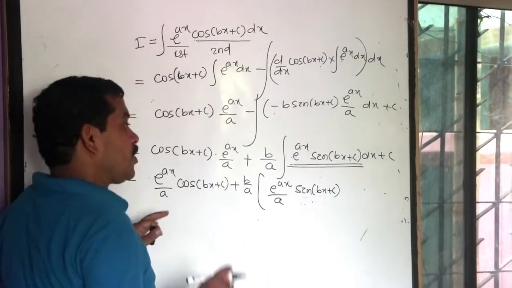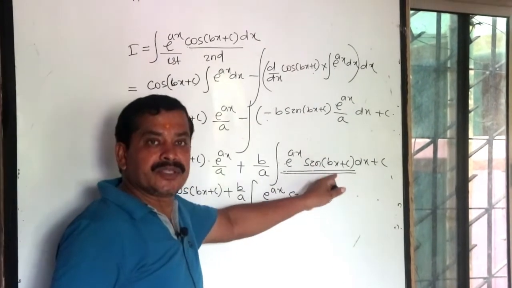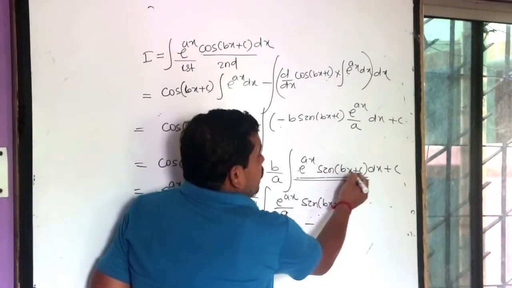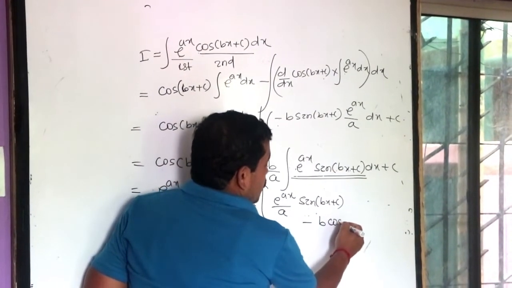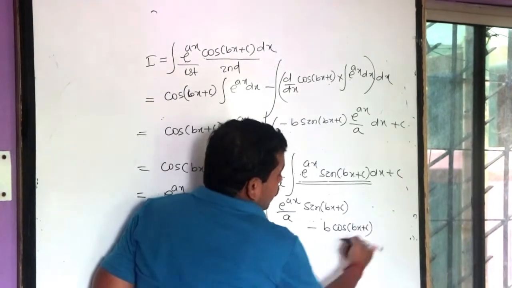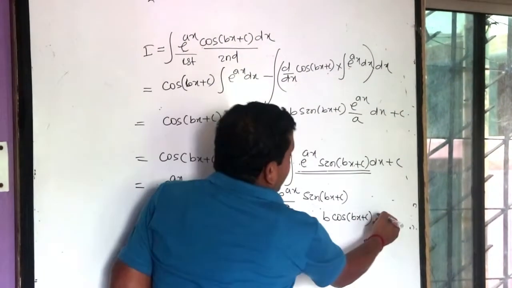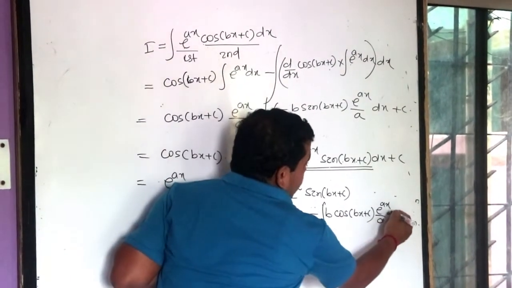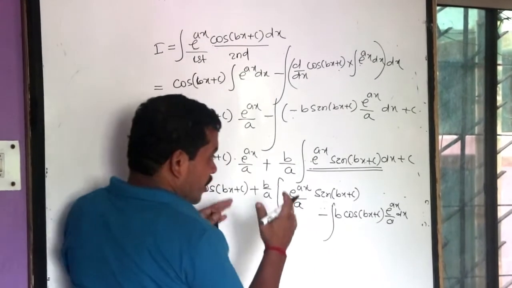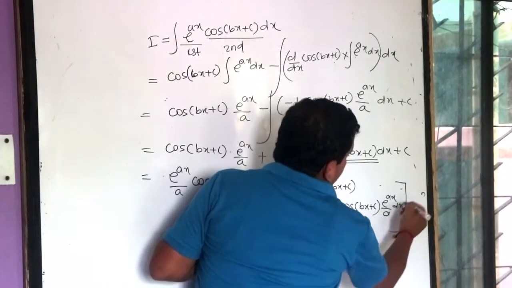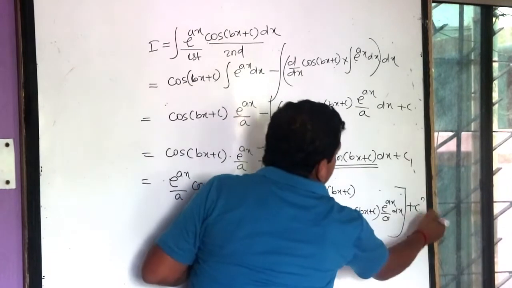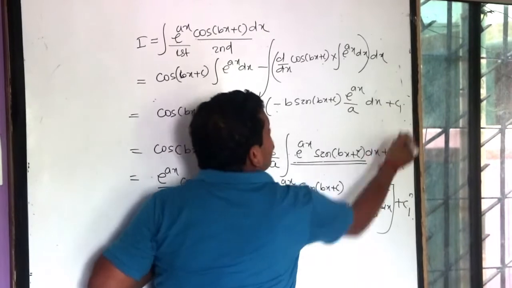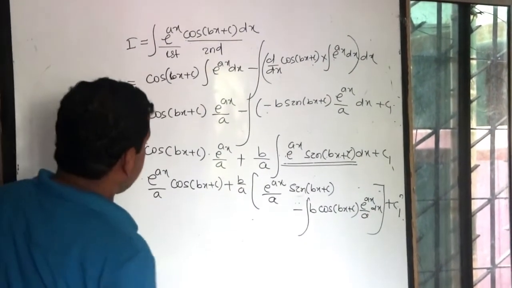Taking sin bx plus c as the second function, minus the derivative of sin bx plus c, which is cos bx plus c into b, and the integration of e to the power x is e to the power x by a. Again we have to evaluate the integration of the product, plus c plus c1, because here there is already one c, so we take the integrating constant as c1, otherwise it will be confused.